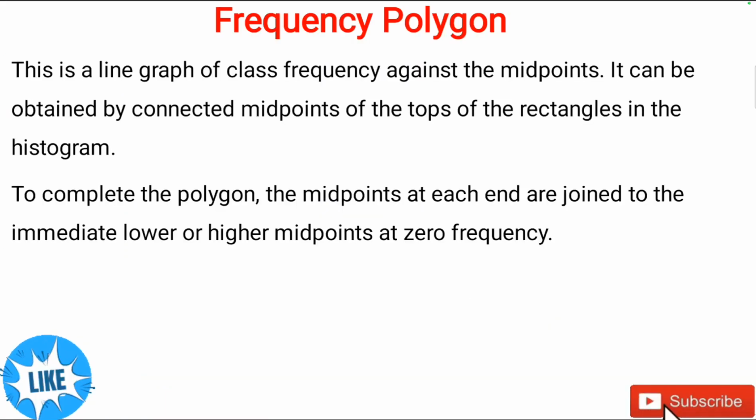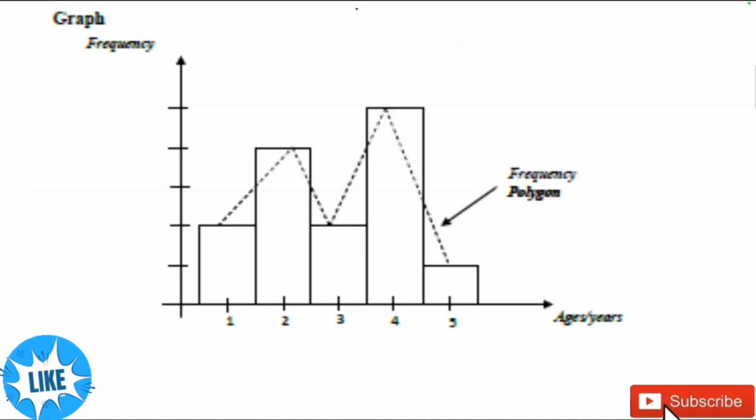So that is the whole idea about frequency polygon. And then this example was what I was talking about. Just joining the midpoints of each rectangle in the histogram will help us to get what we call a frequency polygon. So let's take note of that.